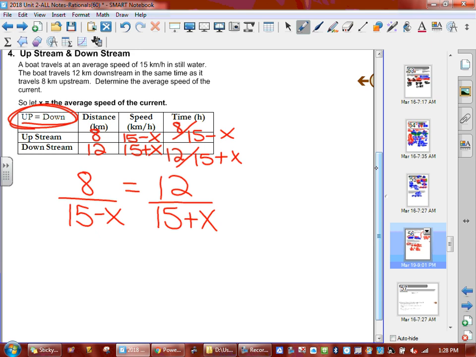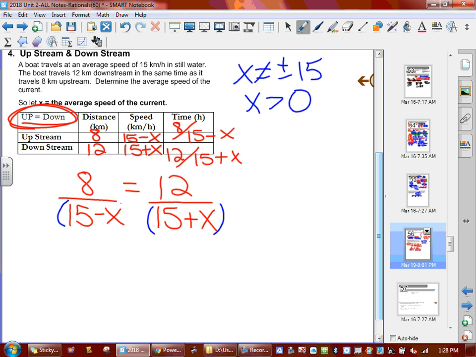Okay, from this point we do our non-permissibles. We say x cannot equal plus and minus 15, and the restriction, x must be greater than 0. That's its problem solved. So what would you consider the common denominator? 15 plus x, 15 plus x. That's right, both equations. You need both brackets. Remember, they're not going to show you that these belong in brackets, but they're a binomial pair, so they go together as a pair. So you need both of them.